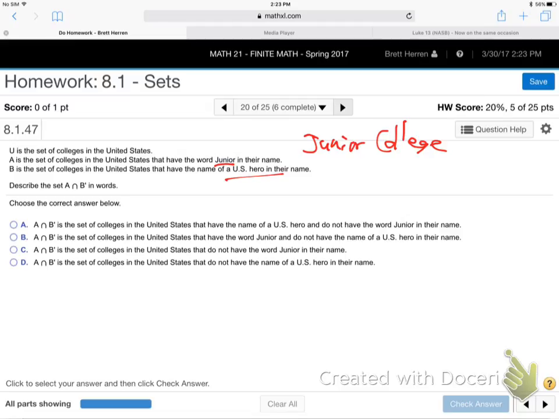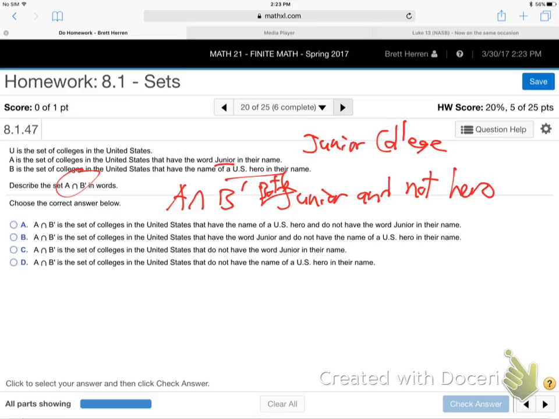Anyway, what do they want me to do? A overlap, not B. So it's A overlap. So you've got to have A, you've got to have junior. You've got to have both junior and not a hero in your name. Is it B? Yeah. Junior and not a hero. Yeah, there we go. You guys got it. Same thing. All right, we're rolling.